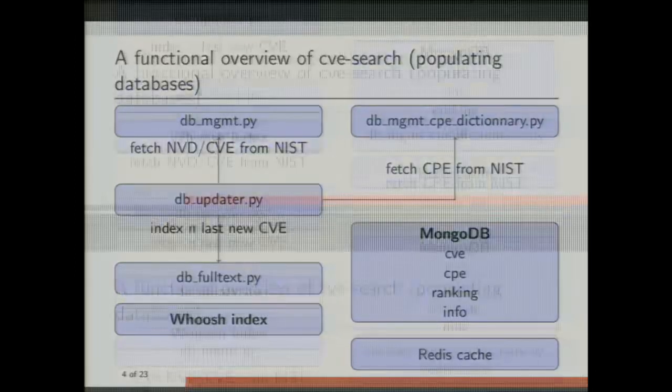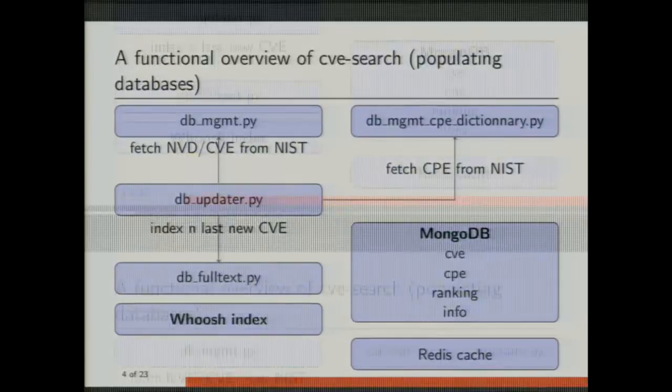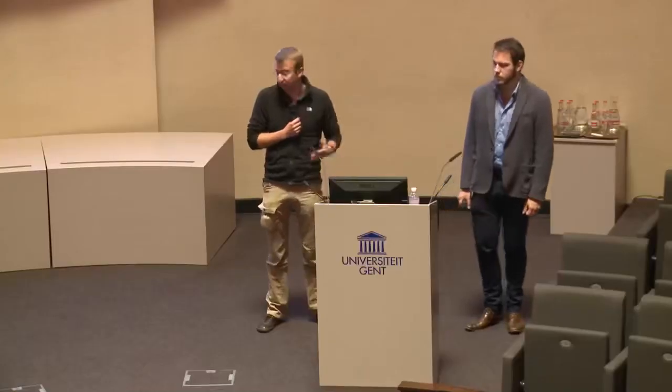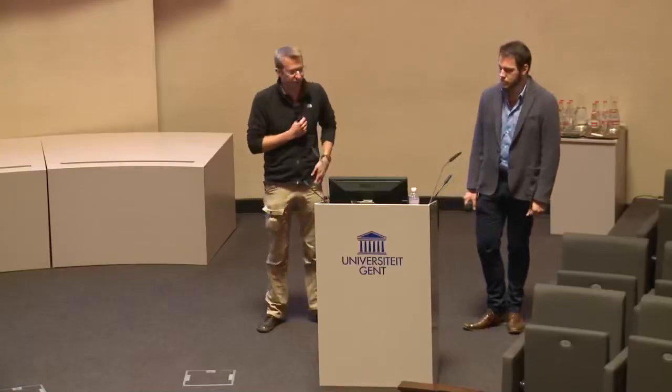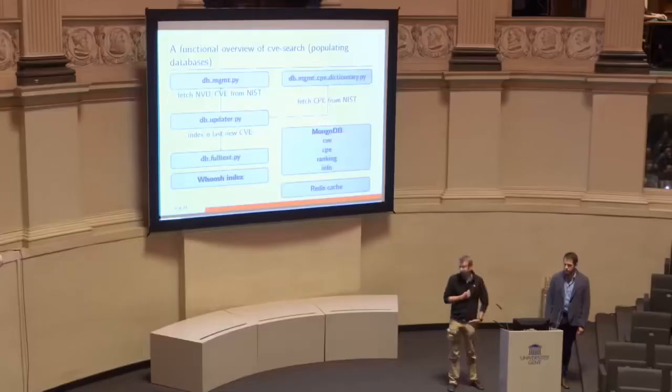So a quick overview of how it works. The key element of CVE search is to fetch vulnerability information from different sources, put it in a database, and keep it flexible to do cross-references and cross-checking. So you have a core script called DB updater, and this Python script, by the way, CVE search is written in Python, Python 3.